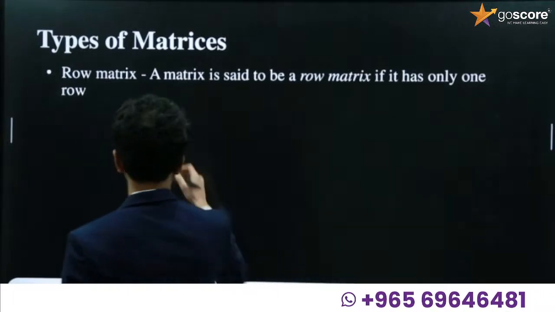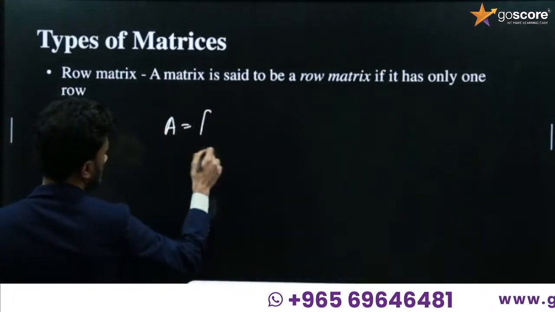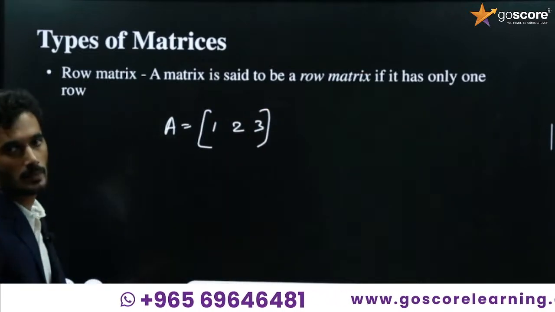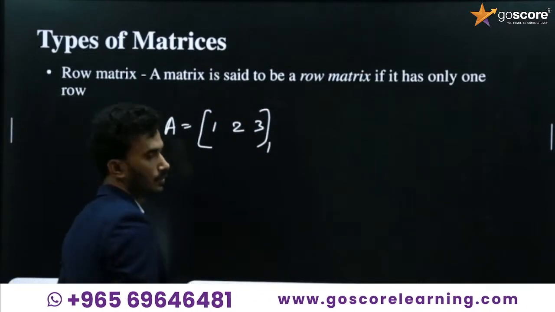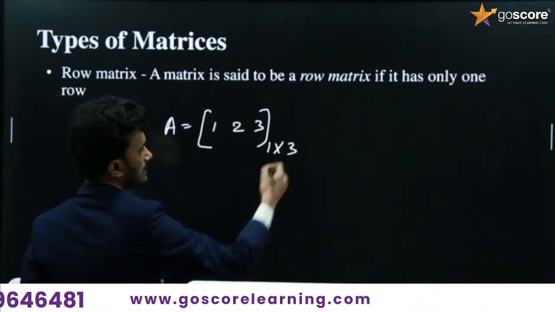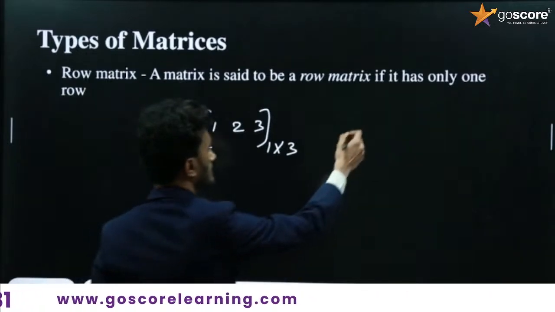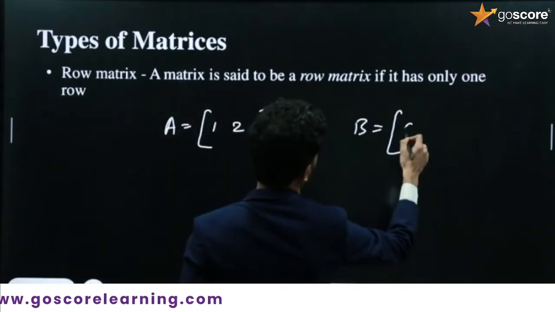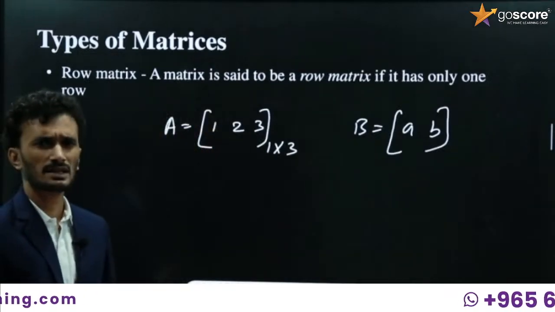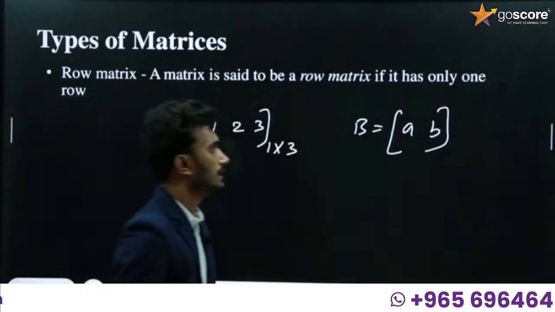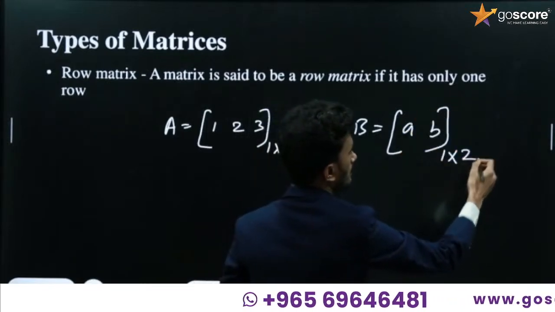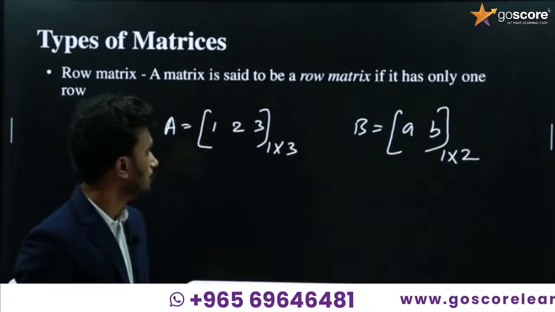So how can you represent A equals 1, 2, 3? How many rows are there? One row. How many columns? 1, 2, 3. So it is a 1 by 3 matrix. Another example, B equals a, b. How many rows are there? Only one row, but two columns. So 1 by 2.